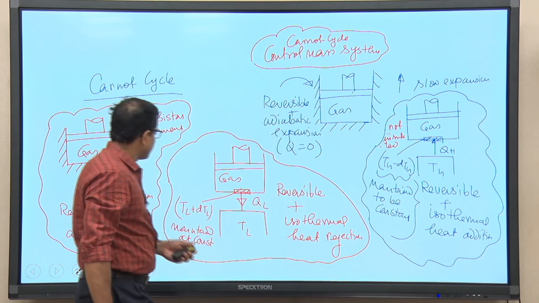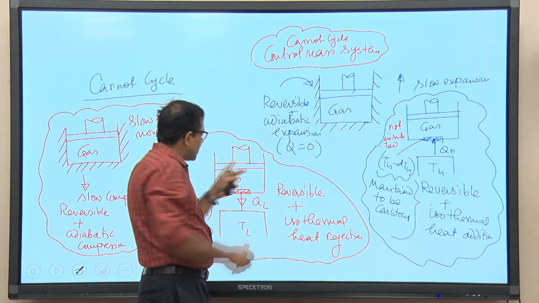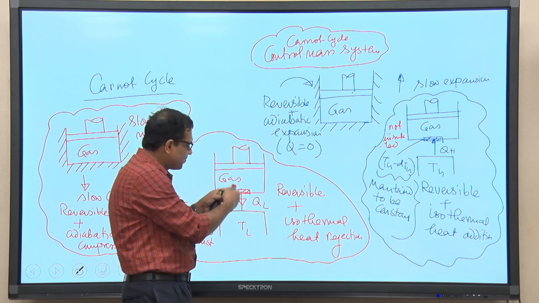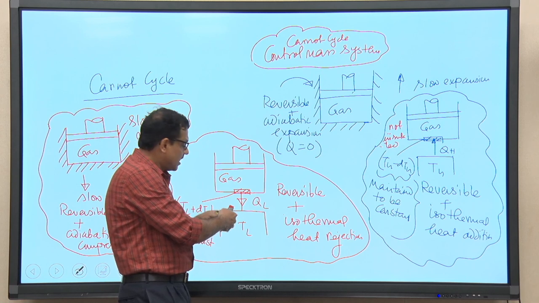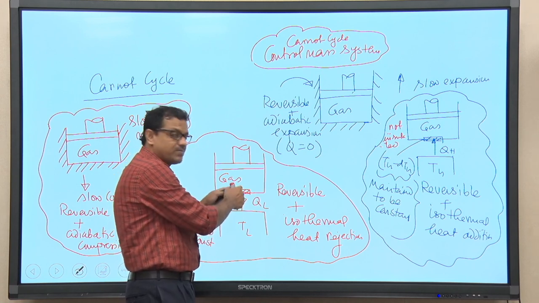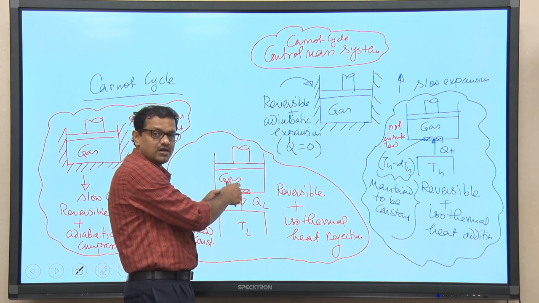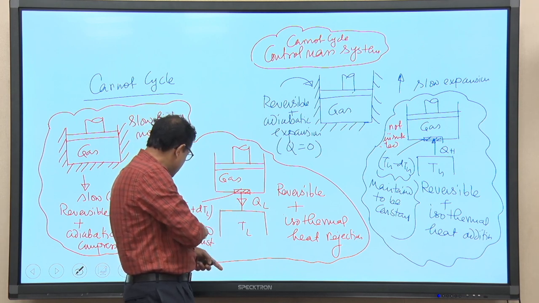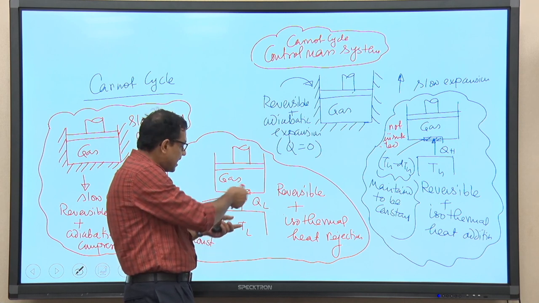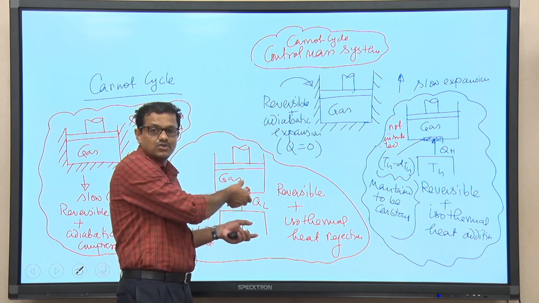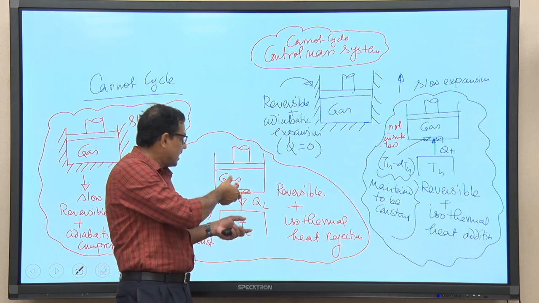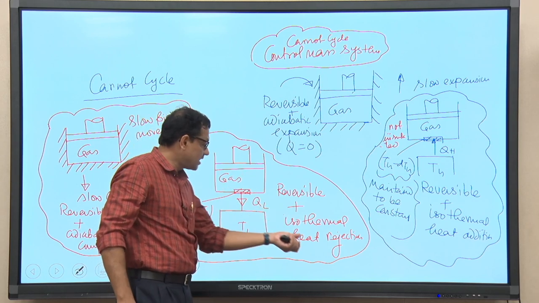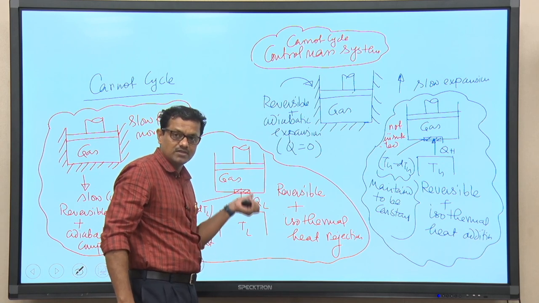What we can do next, with the same cylinder, is remove the insulation and take a certain amount of heat away from the system by connecting a thermal reservoir. We maintain the temperature of the boundary through which heat is transferred from the gas to the reservoir constant, that is TL plus dTL. This heat exchange takes place through an infinitesimal temperature difference, so the process is reversible isothermal heat rejection. Why heat rejection? Because heat is being rejected from the system to the surroundings.